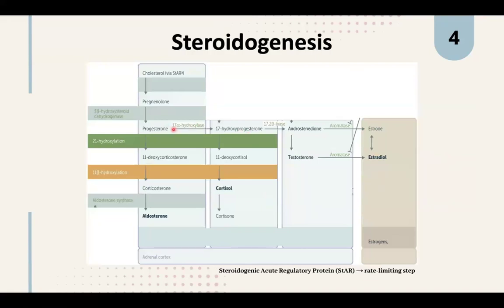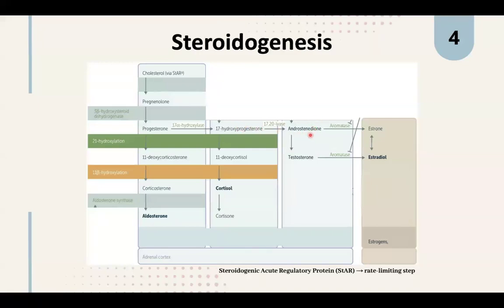From the name, 17-alpha will add a 17. Hydroxylase will add a hydroxy group. So 17-hydroxyprogesterone. This 17-hydroxyprogesterone can then be used to make androgens.